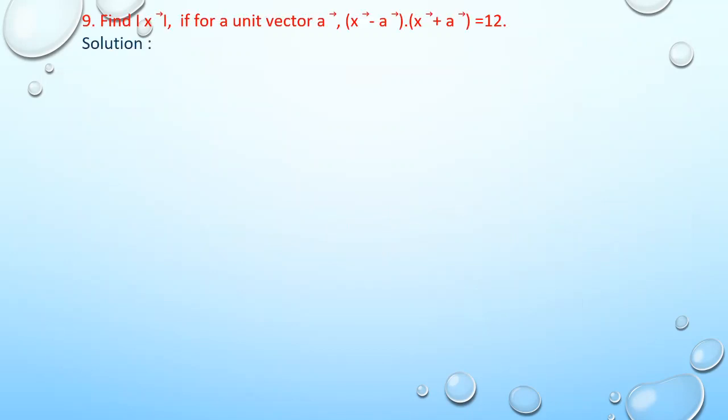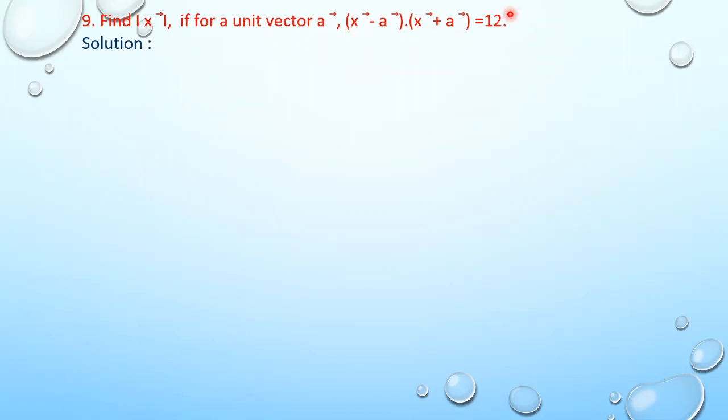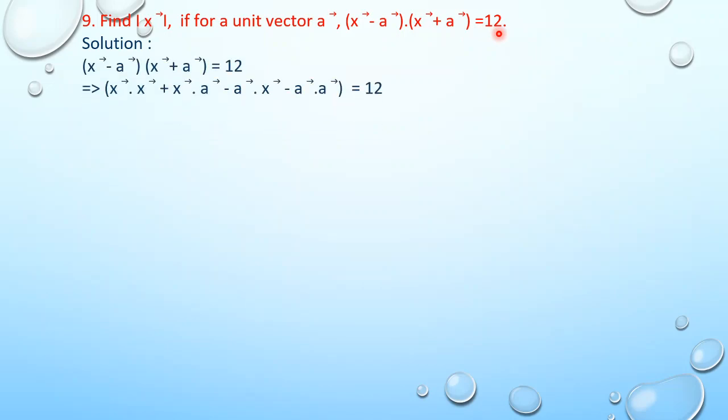So here the question number 9 is like this. Find the magnitude of vector x, where vector A is a unit vector with magnitude 1, and the dot product of vector x minus vector A and vector x plus vector A is equal to 12. Find the magnitude of x. Okay, let us solve this one.